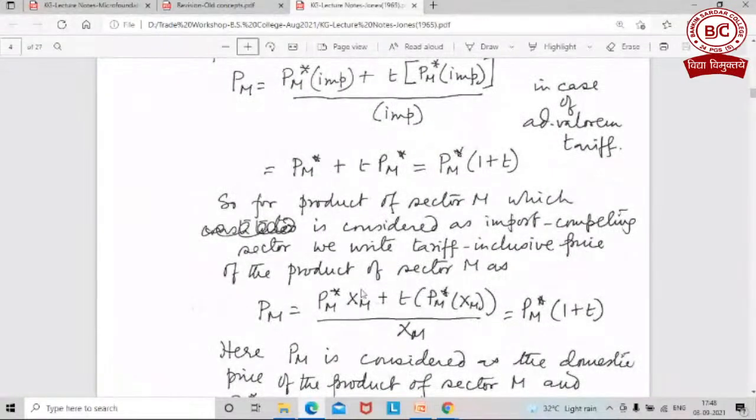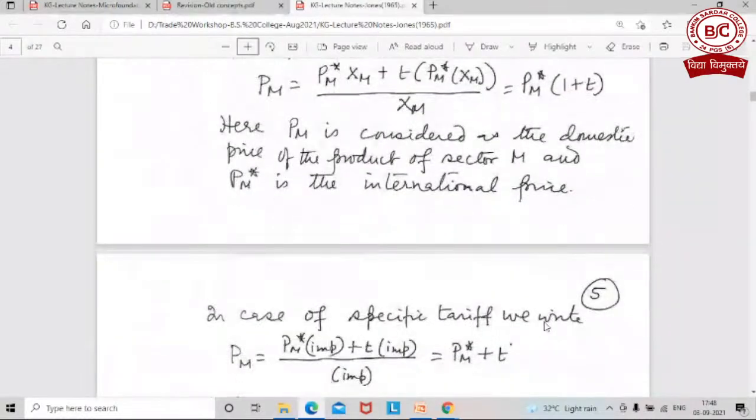Now, IMP might confuse you, so you replace it by XM. This is the total value of output of the whole import competing sector. The price for the import competing sector is also protected, so the total value becomes like this. Divide by XM, XM gets cancelled. So when we have ad valorem, the tax is imposed on value, not the commodity itself, and we write it as PM star into 1 plus T.